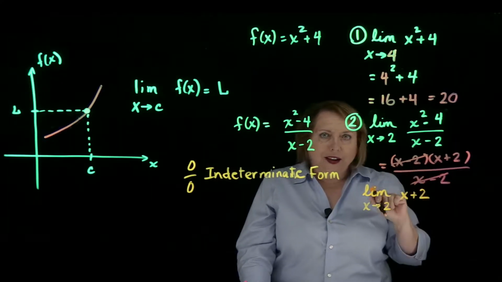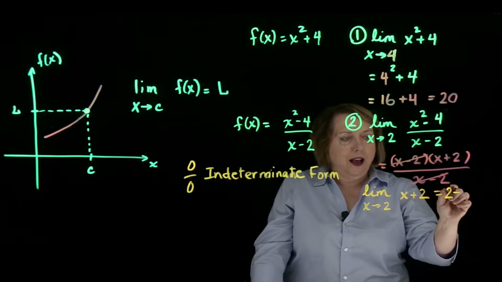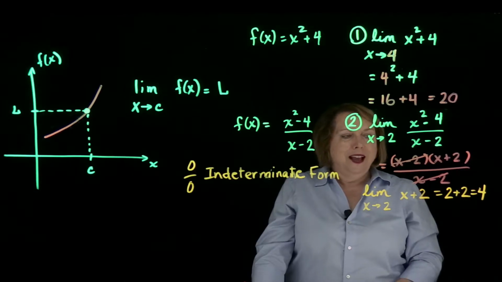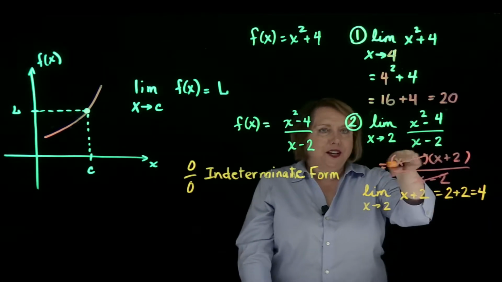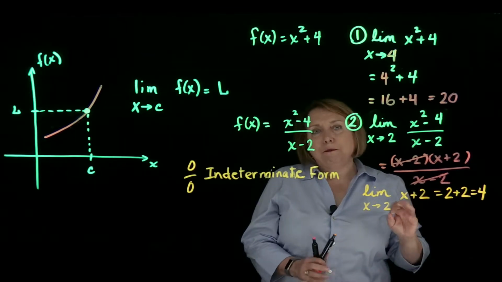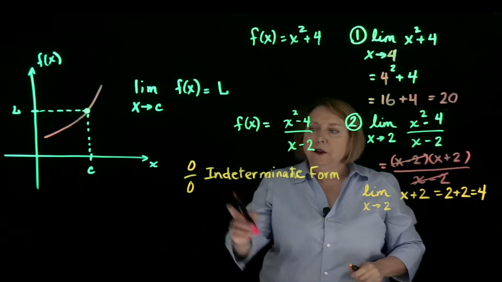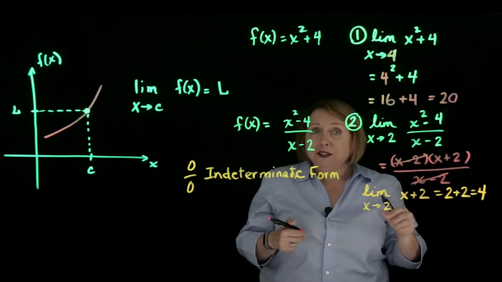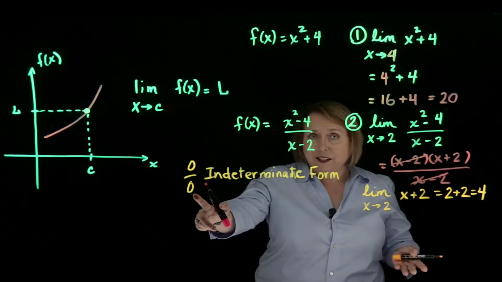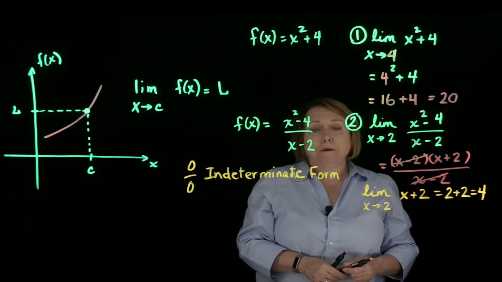Now that I've simplified this, I can just replace x with 2, and I have 2 plus 2 is equal to 4. My limit of this function, number 2 here, is actually equal to 4. So the point is, don't stop when you see that it's 0 divided by 0. And by the way, 0 divided by 0 is not 0. It's undefined division because we cannot divide by 0. And that's why we give it a special name of this indeterminate form.